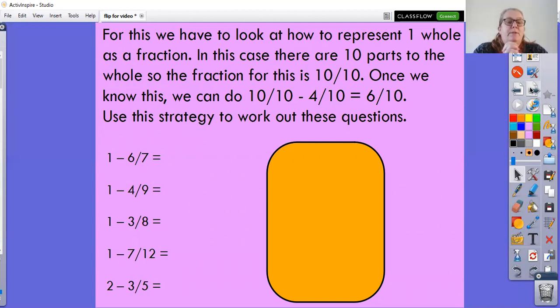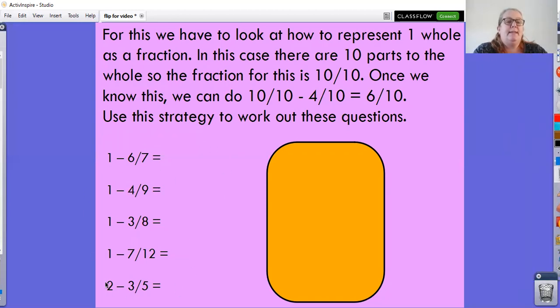So in a moment, pause the video and have a go at these questions down the side here. So it's 1 take away 6/7, 1 take away 4/9, 1 take away 3/8, 1 take away 7/12, and 2 take away 3/5. We'll have a go at them and then we'll go back and have a look at how you get on.